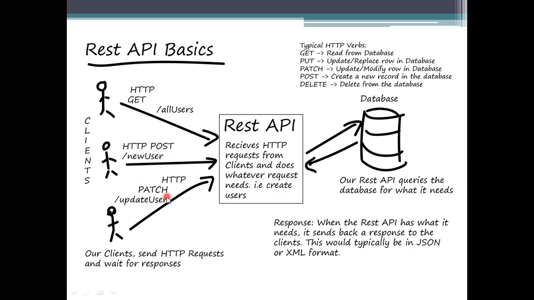Patch has been used for modifying or updating existing data. Get is used for getting details from the data. Post is for adding a new record, or you can say adding a new user, and patch is used for updates or modification.